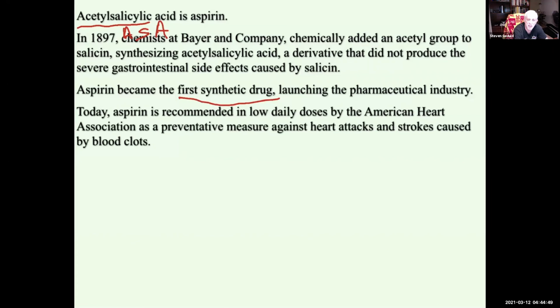Today, aspirin is recommended in low doses by the American Heart Association as a preventive measure against heart attacks and strokes caused by blood clots. Aspirin is a blood thinner. Okay? It works to thin the blood and keep blood flowing. 85 milligrams of baby aspirin prevents a lot of the blood from thickening. Okay, and it works just fine. Some people need stronger doses.